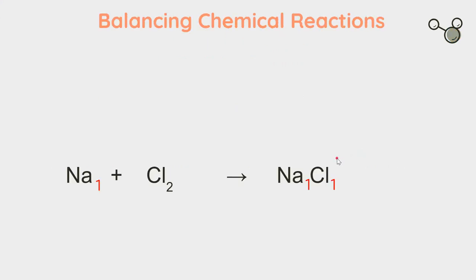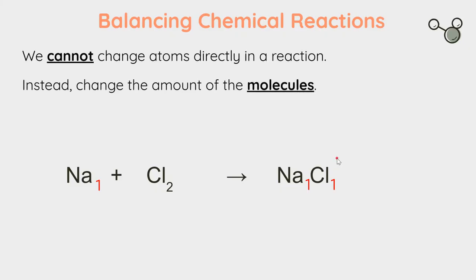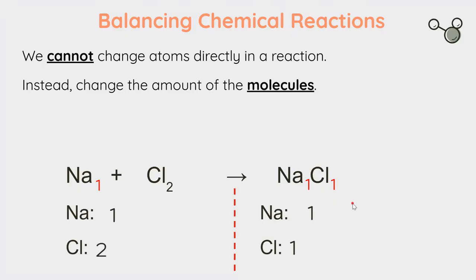So how do we balance our chemical reactions or equations? Well, we can't change atoms directly in a reaction because that would change the chemicals themselves. Instead, we need to change the amount of the molecules we're dealing with. First, I'll get us right back to where we started in one of our previous slides with our counted amount of atoms, 1 Na and 2 Cls on the left, 1 Na and 1 Cl on the right.